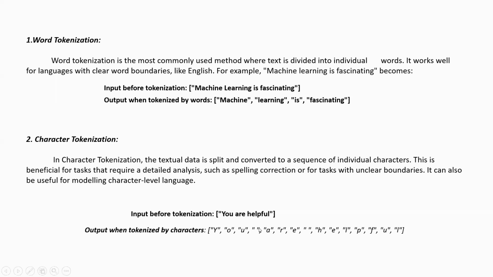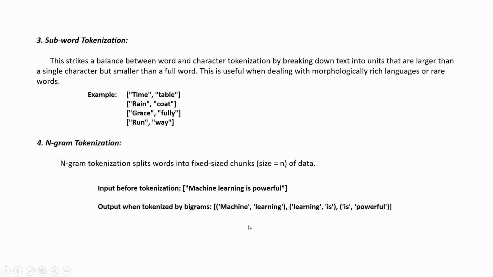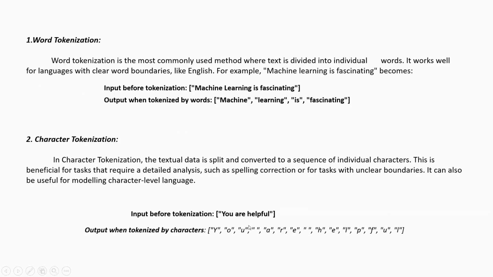You can observe here that even in character tokenization, the space is also divided. It considers the space too, and if we have any punctuation marks like commas or full stops, it separates those as well. It also includes the space.